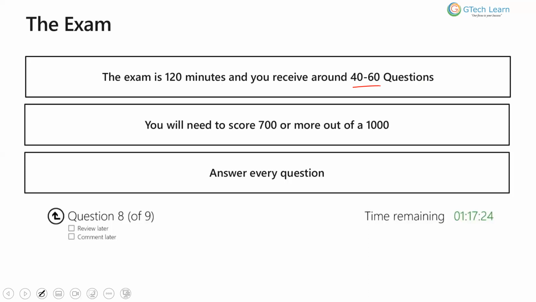Out of these 40 to 60 questions, you will get different types of questions. The first category is going to be the case study. The exam will give you a case study. You just need to read the case study, and based on it, they will ask you about 4 to 5 questions, and all those 4 to 5 questions are associated with that same case study.